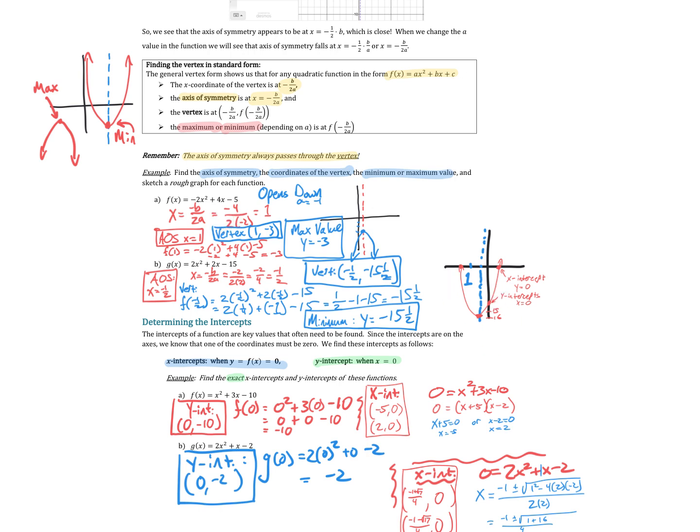Not so much to get these pretty pictures, but so that we understand what's happening to the function and we can use them in lots of different applications. I hope that helps. Thanks a lot.